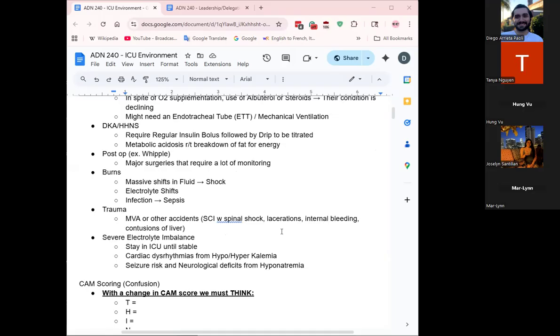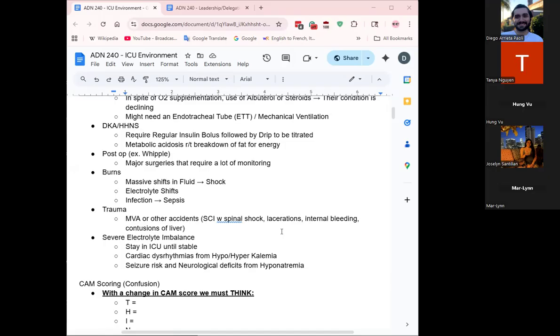People coming after a very extensive surgery, such as a Whipple or a CABG, would be in the ICU for monitoring, and for just being the highest level of care they could get in case of a consequence of their procedure. People with burns will hopefully go to a specific burn unit that specializes in it, but people that have burns are going to have massive shifts in fluid, which is going to lead to shock. They're going to have shifts in electrolytes, which can lead to heart issues. Their skin is out in the open, so they have a risk of infection leading to sepsis.